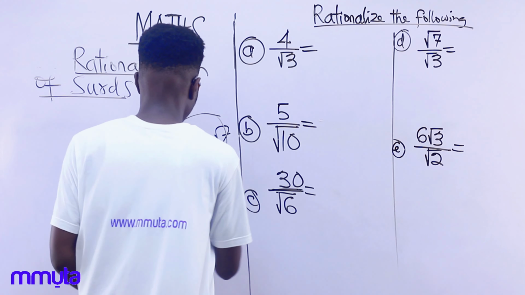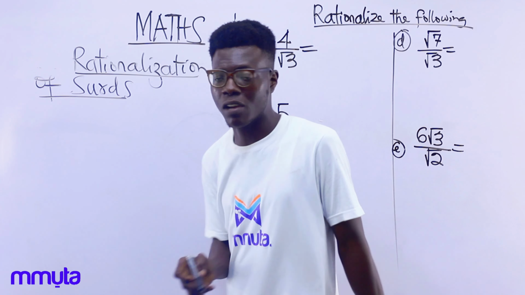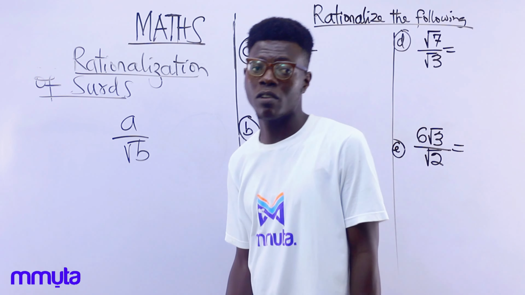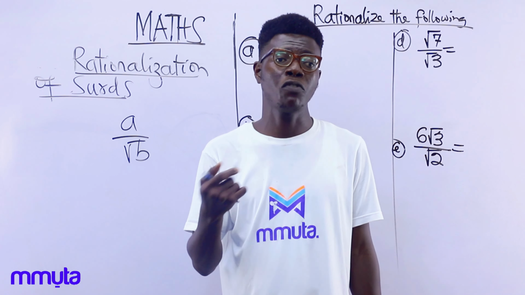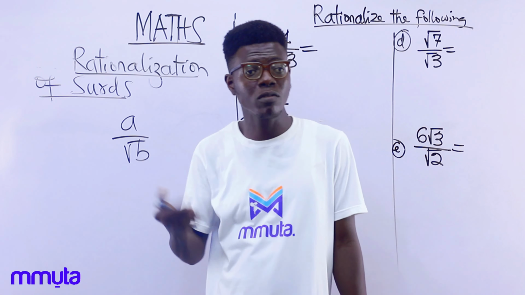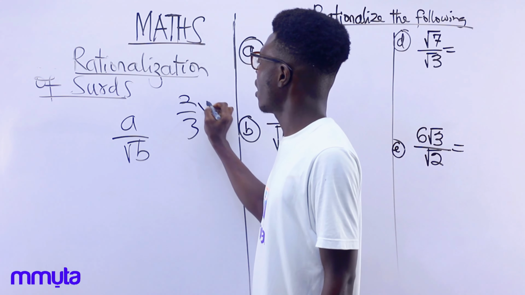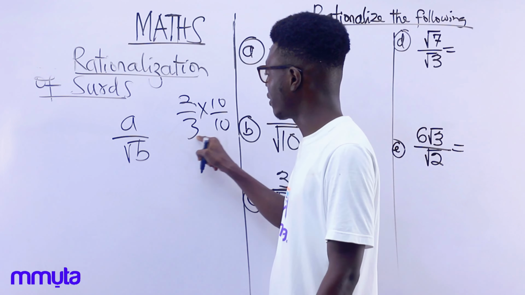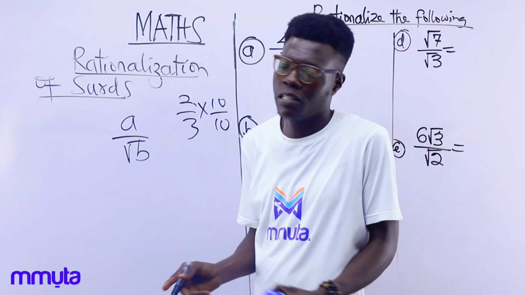We have questions we are going to try, but before we try that, let us look at this. If you have A over square root of B and you want to rationalize this, I believe that before now we learned the concept of equivalent fractions. Whenever you multiply the numerator of a fraction and the denominator by the same number, nothing changes. That means 2 over 3, you can have times 10 over 10, for it to be 2 times 10, which is 20, and 3 times 10, which is 30. 20 over 30 is equivalent to 2 over 3, so nothing changes.